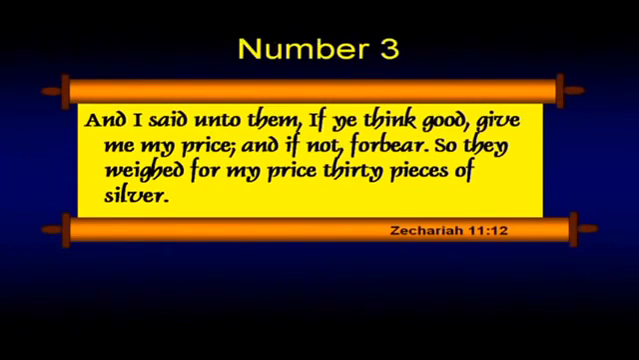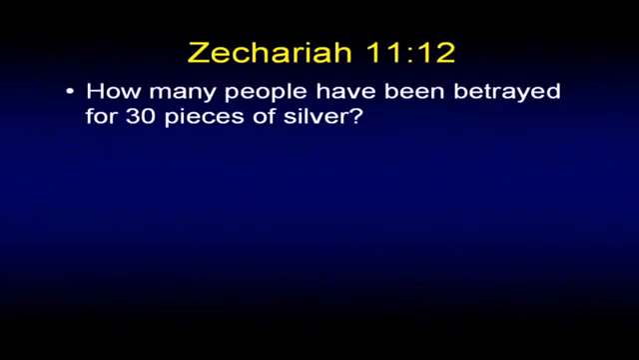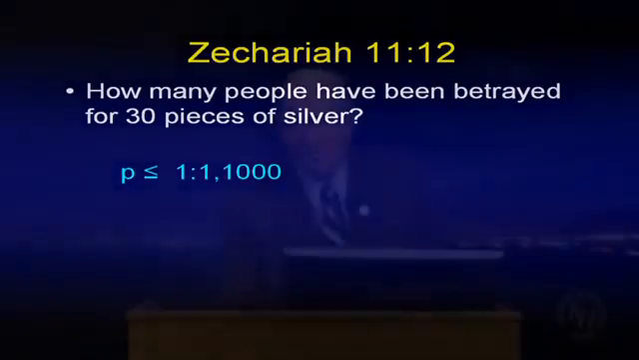Let's go to the number 3. This is in Zechariah 11, and it's pretty straightforward. He says, I said to them, if you think good, give me my price, and if not, forbear. So they weighed for my price 30 pieces of silver. What does 30 pieces of silver echo in your mind? The betrayal of? Okay, good. How many people, the last few thousand years, have been betrayed for 30 pieces of silver? I don't know of any. Let's assume there were some. If I say less than 1 in 1,000, am I being generous? I think so. I could say 1 in probably 10 million. It'd be still right, but I'll say 1 in 1,000.